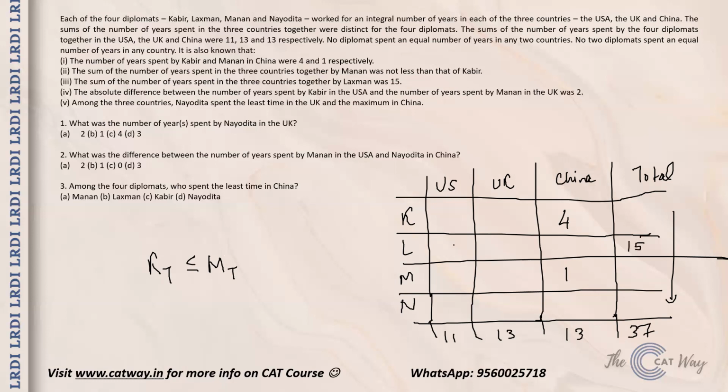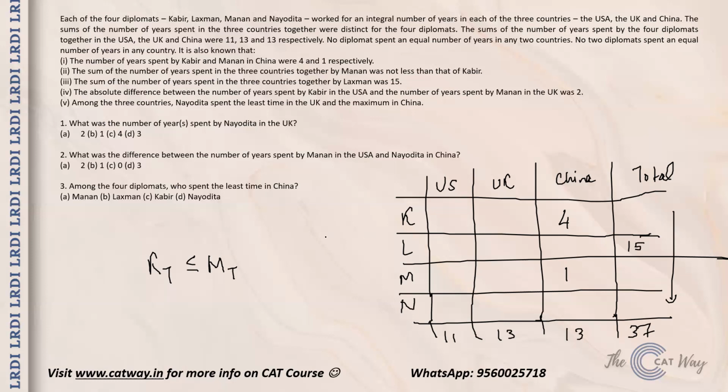Then it says the absolute difference between the number of years spent by Kabir in US and the number of years spent by Manan in UK is 2. Then it says among the three countries Nayodita spent the least time in UK and maximum time in China. So this has been given. Very little direct information has been given.